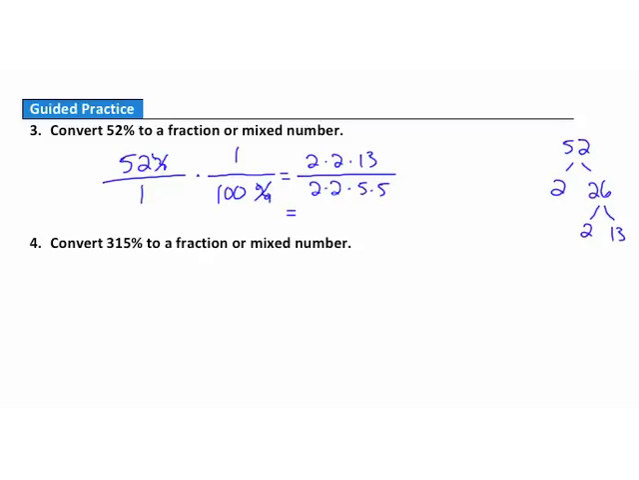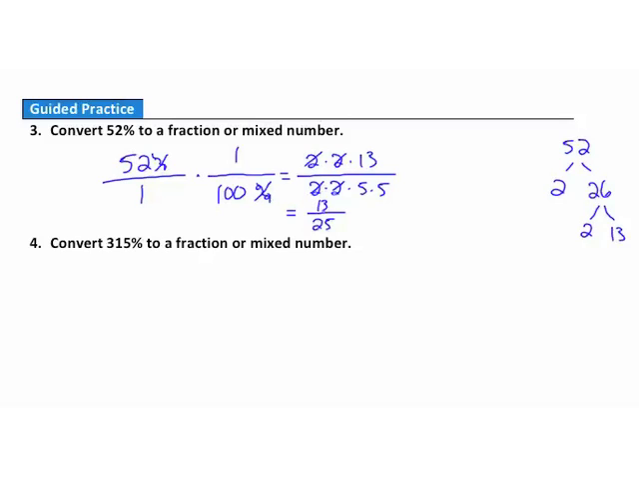Okay, taking a look now for common factors, it looks like I can divide a common factor of 2 and another common factor of 2. So I get 13 in the numerator, 25 in the denominator. So when we convert 52% to a fraction, we get the fraction 13/25.